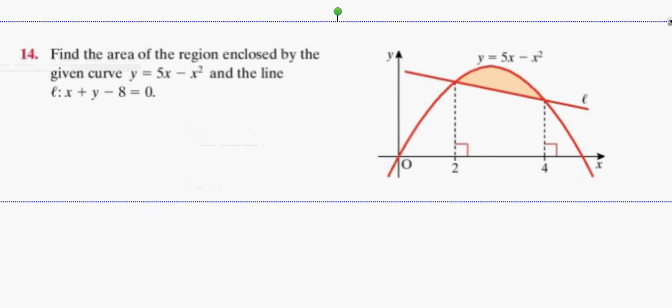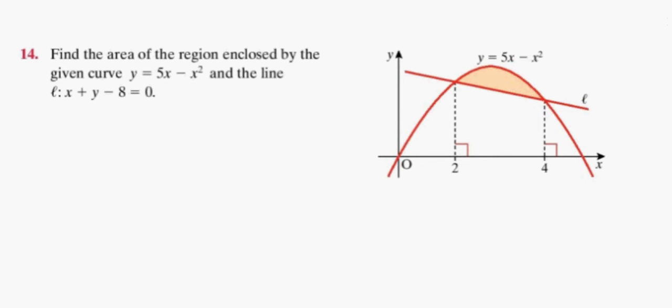Alright guys, find the area of a region enclosed by the following given curve, y equals 5x minus x squared, and the line x plus y equals 8. Okie dokie. Here's what I'm thinking. If the line was on its own, what area would you have? You'd have this blue area here, wouldn't you?